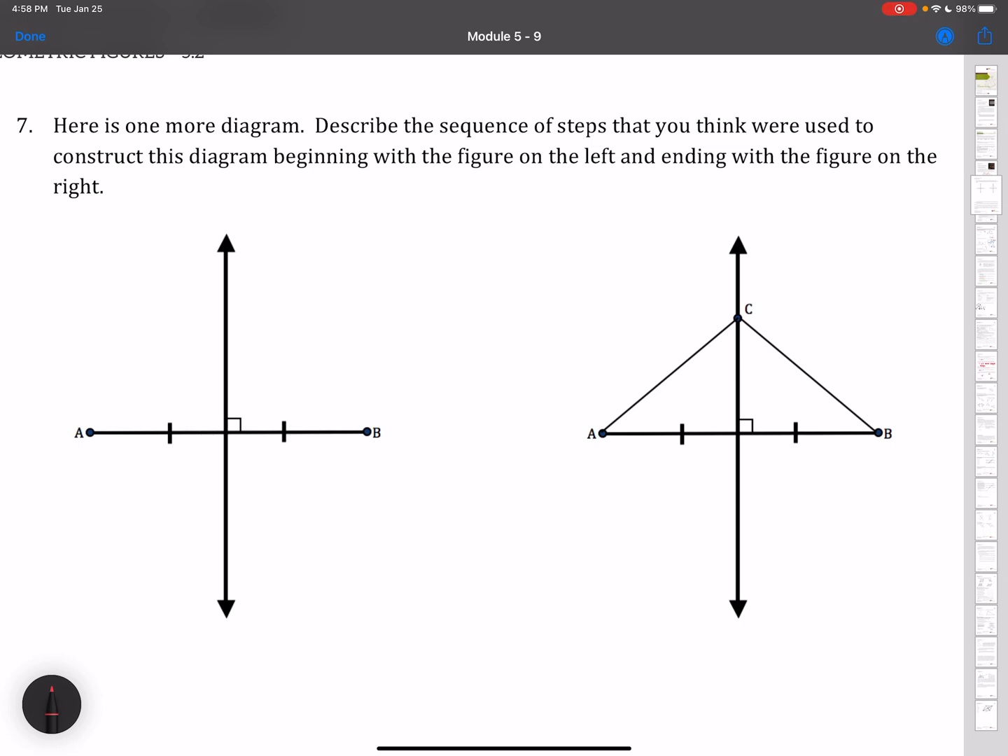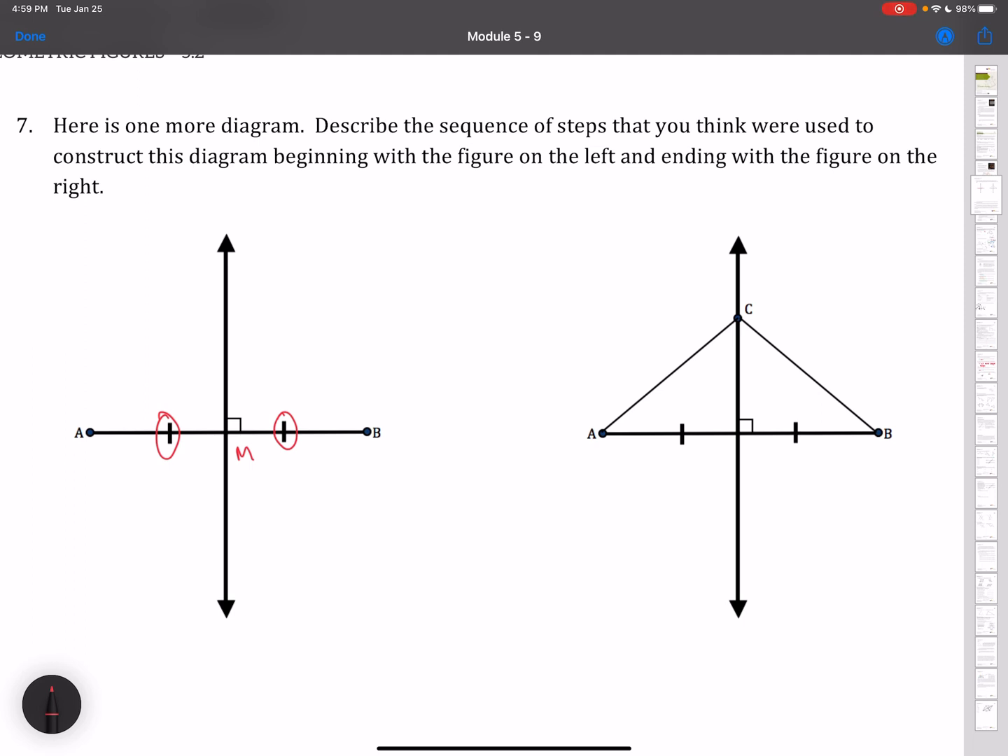So the first step I see is that we would have to have the segment AB. And I see that segment AB is, here's that word again, bisected by that vertical line, right? When I see these vertical hashes right here, I'm going to label this point M, which kind of stands for midpoint. So I see that segment AM is congruent to segment BM because of those vertical hash marks.